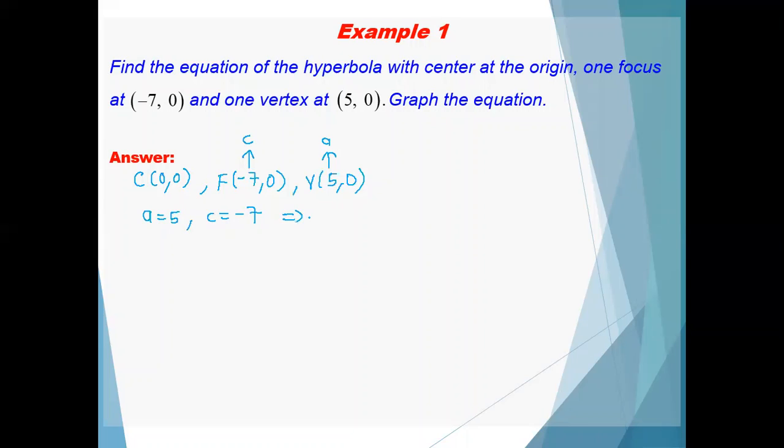So a is equal to 5, c is equal to -7. We have c square is equal to a square plus b square. For the hyperbola there is no problem. So c square, -7 square, is equal to a, which is 5, square plus b square. So b square is equal to 49 minus 25, so 24. So for the equation, with the origin, it is x square over a square minus y square over b square equal to 1.